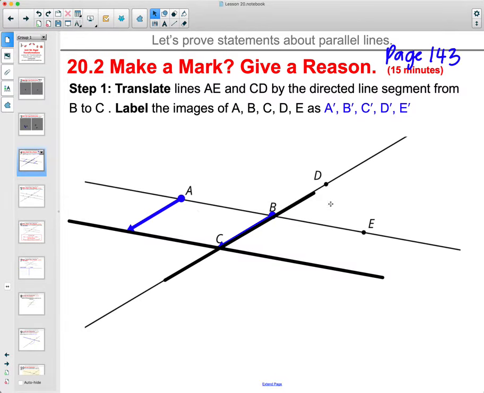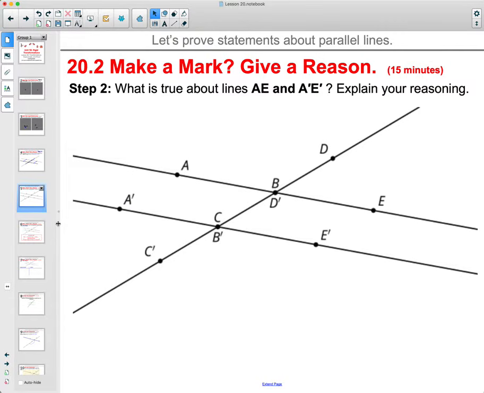So A is going to be moved to there, E is going to be moved, so you'll have A prime, B is moving to here, so that'll be B prime, D is moving, E is moving. So your new set of lines should look like this. So A moved to A prime, B moved to B prime, C moved to C prime, E moved to E prime.